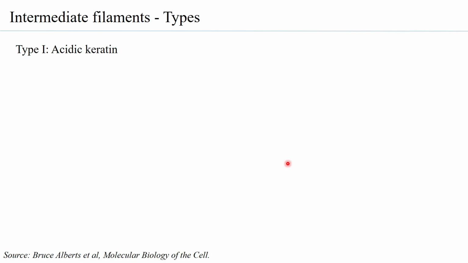Now we go to different types of intermediate filaments. So type 1 is the acidic keratin and type 2 is neutral or basic keratin. So you will see that both are basically keratin. The only difference being that type 1 is made up of a higher percentage of acidic amino acids, so its overall nature is acidic, while type 2 has a higher percentage of basic amino acids or non-polar, neutral amino acids rather, and therefore they conform to what is called a type 2 intermediate filament.